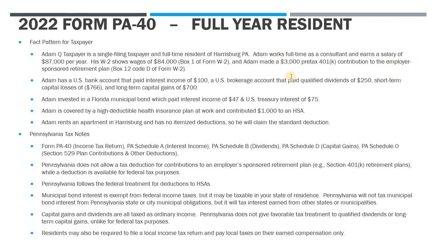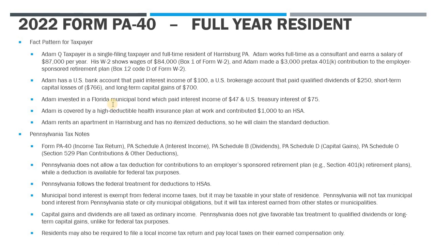Now keep those numbers in mind because this is one of those state to federal tax differences. PA treats these pre-tax contributions a little differently than for federal tax purposes. Now for investment income, Adam's got a bank account here, paid some interest of $100, brokerage account, received some dividend income of $250, and then he's got some short-term capital losses and long-term capital gains.